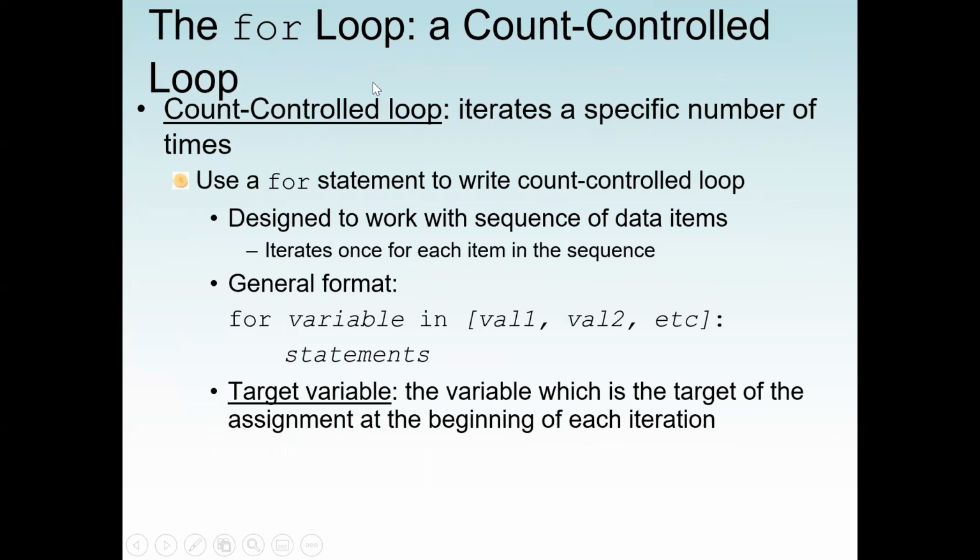So next we go to the for loop. And the for loop is count control loop, which means we know how many times the loop will execute. So a count control loop will iterate a specific number of times. We use for statement to write the count control loop. Also designed to work with a sequence of data items, iterate once for each item. So a good example, the keyword for whatever the variable is in var1, var2, etc. So let's say we go var1 and var2, which means the for loop will execute only twice.